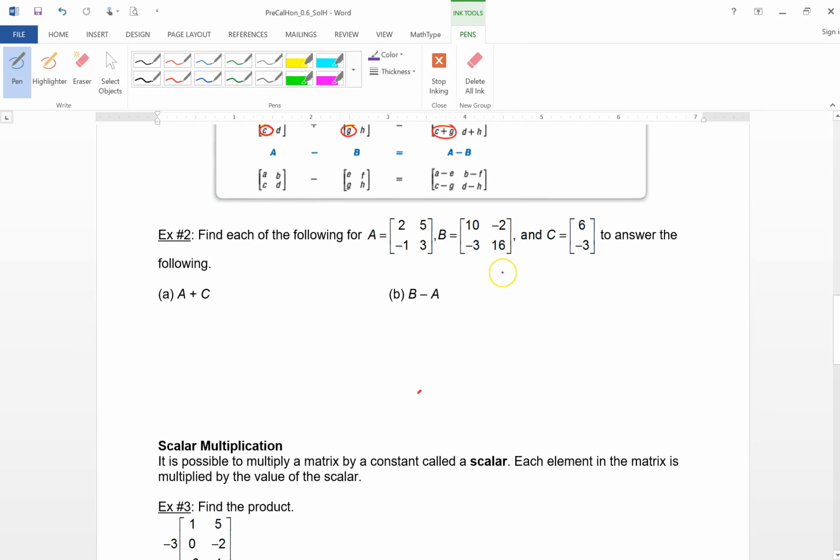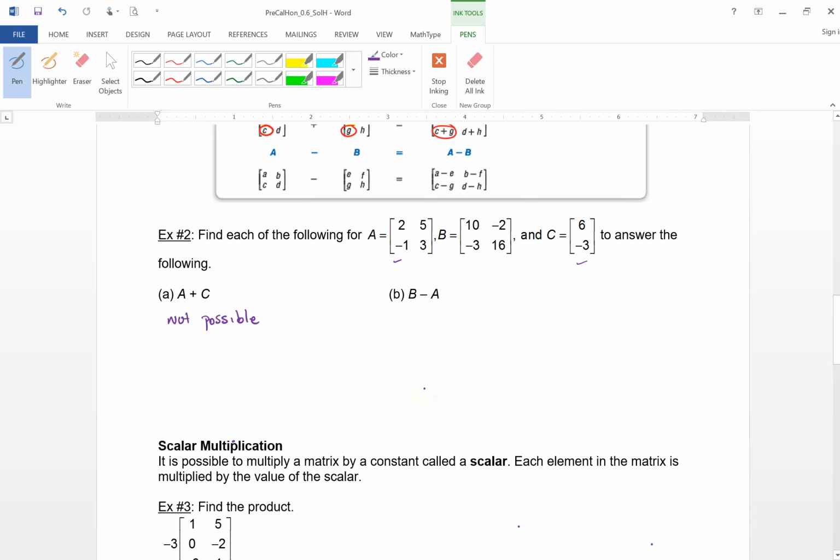All right, so here we're adding A plus C. A has dimensions 2 by 2, C is 2 by 1, so it's just not possible. So you just say not possible. Not no solution, not possible.